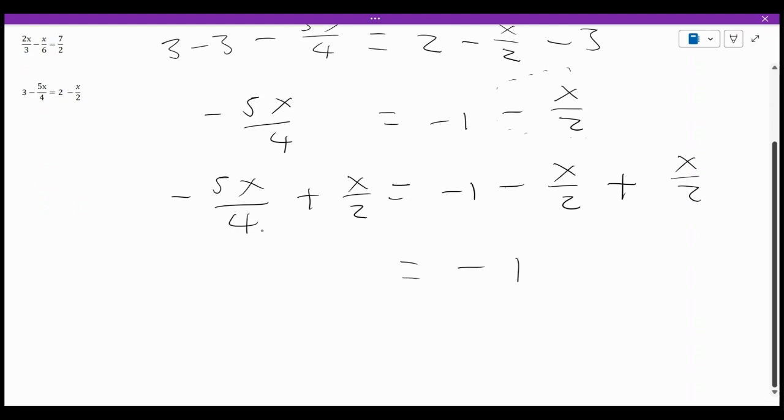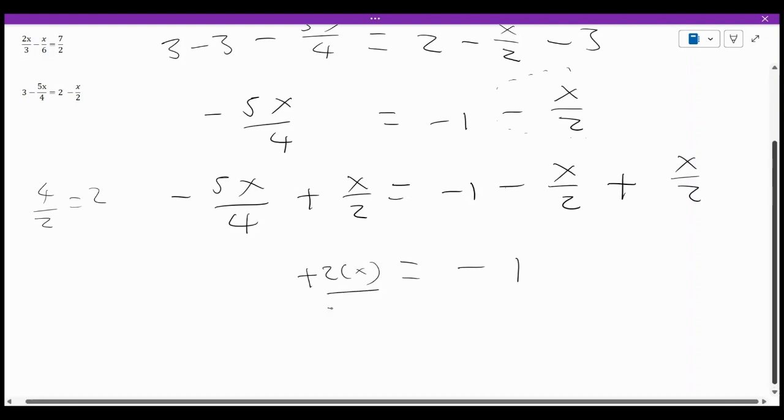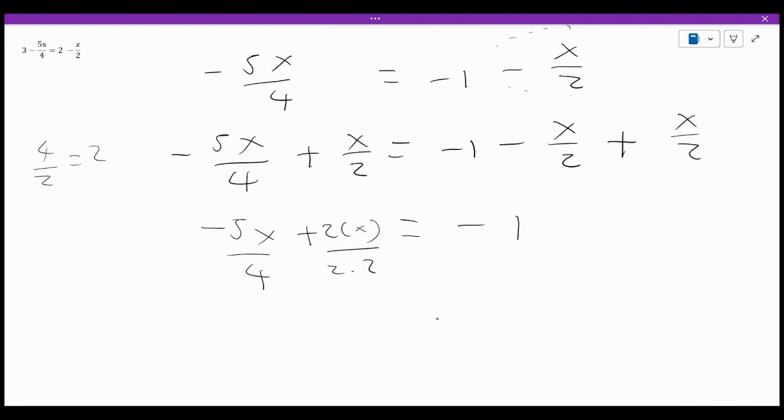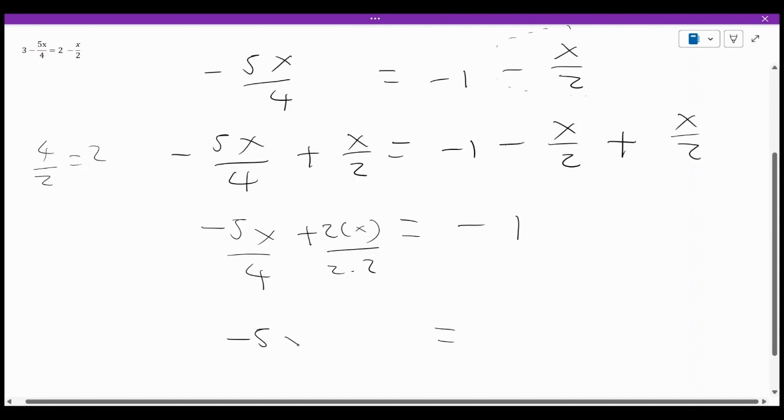Now, lowest common denominator. Okay, 2 is a factor of 4, so we can just say 4 divided by 2, then we get 2, which means we need to multiply this numerator by 2 and its denominator by 2. And then we're going to have 2 times x and 2 times 2. Hope that's clear. Then we have minus 5x plus 2x over 4.